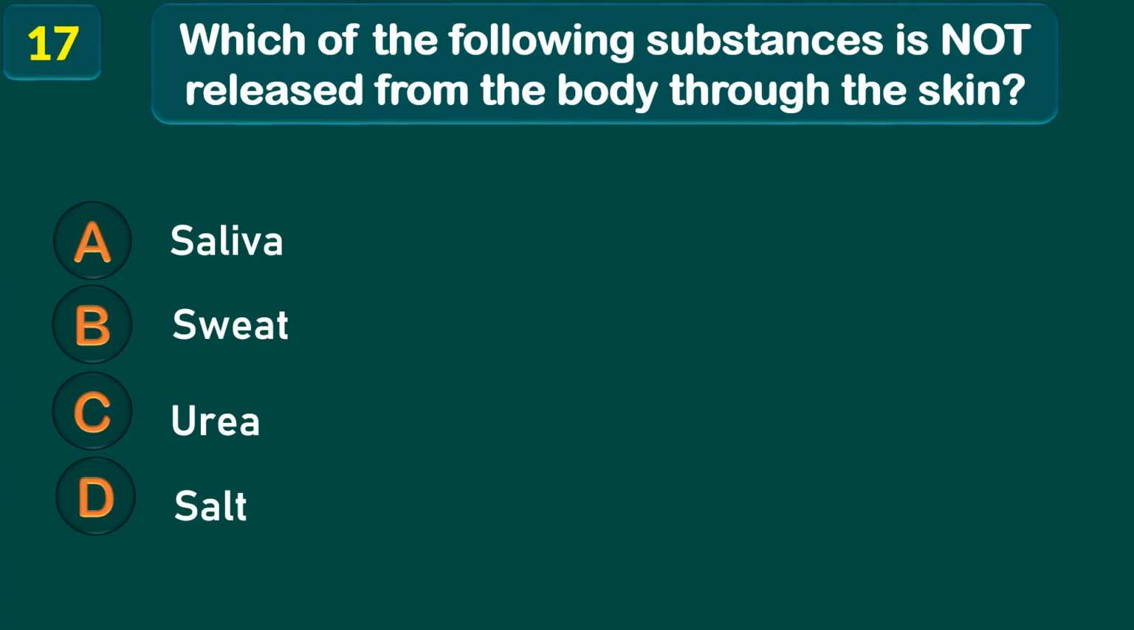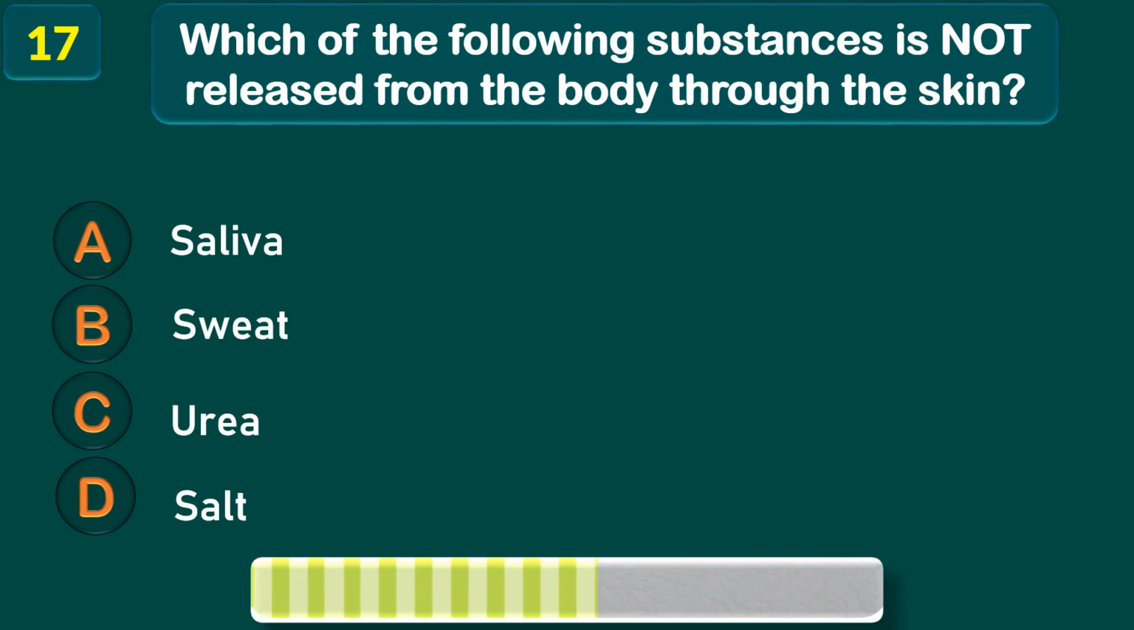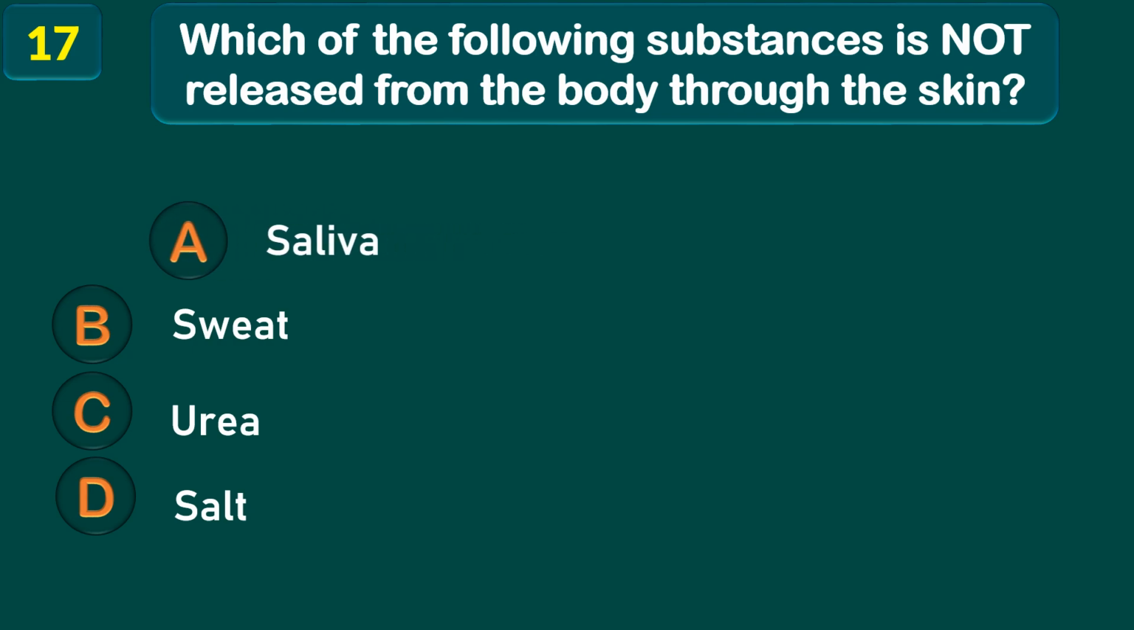Which of the following substances is not released from the body through the skin? A. Saliva, B. Sweat, C. Urea, D. Salt. Answer: A. Saliva.